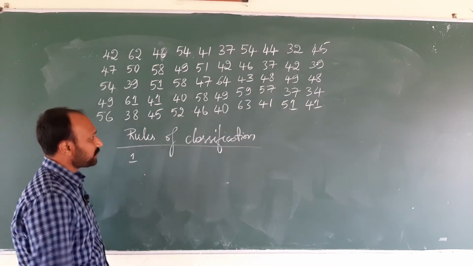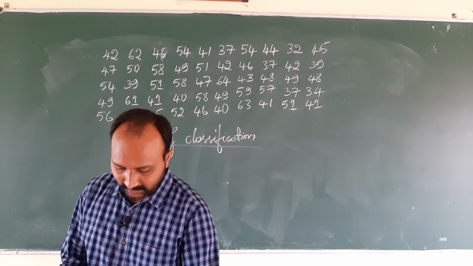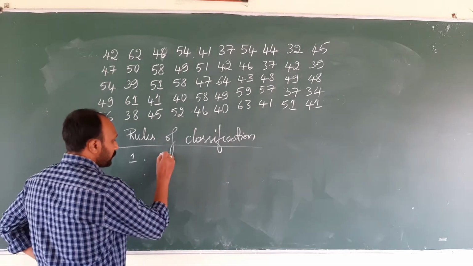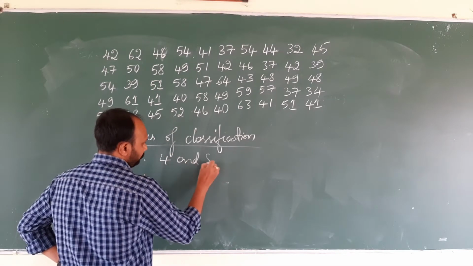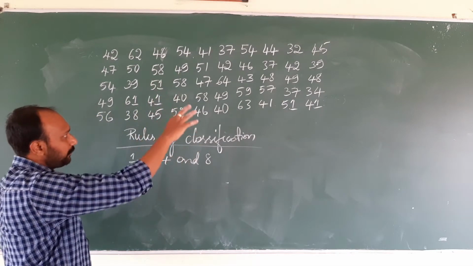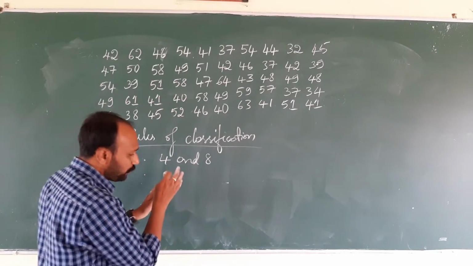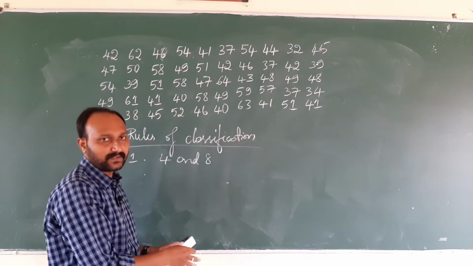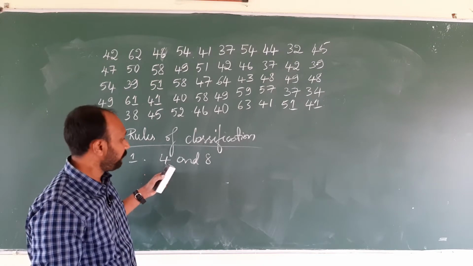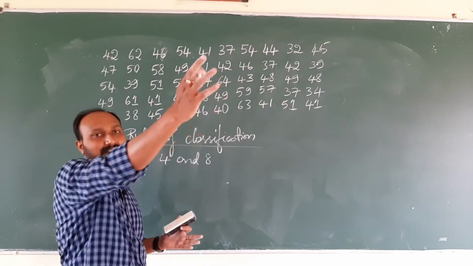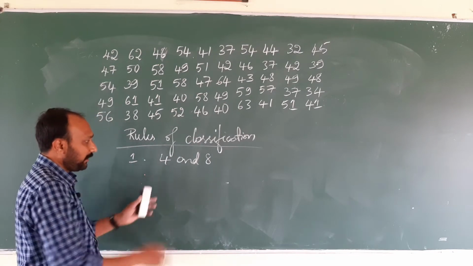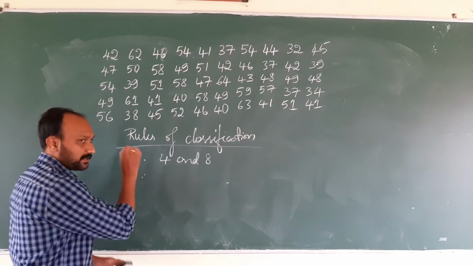What is the first rule here? The first rule says that the number of classes should generally be between 4 and 8. We will be putting all these 50 data into particular classes, into class intervals. So, how many classes can we have? We can have classes between 4 and 8. It should not exceed 8 and it should not come below 4. So, that is the first principle.